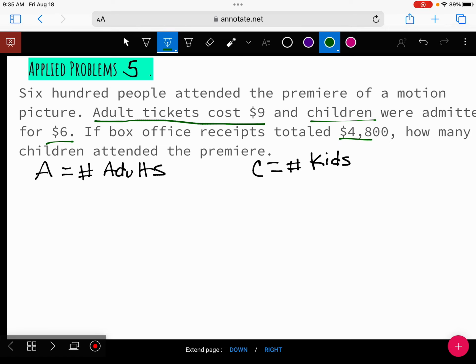To do the money, we're going to take our 3 pieces here that have money. I've got $9 for adults, so $9 for every adult, and $6 for every child gives us a total of $4,800.